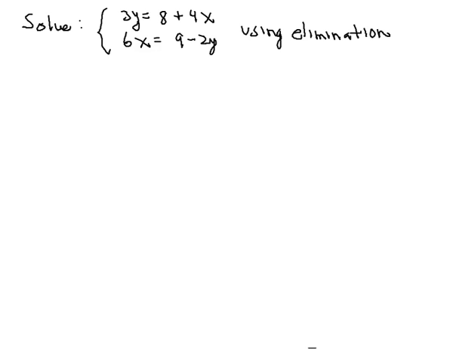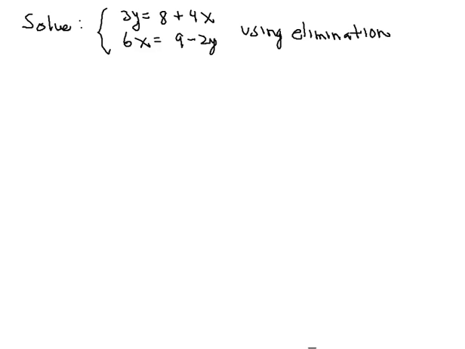Let's next tackle solving a system of linear equations again using the elimination method. The system that we have is 3y equals 8 plus 4x and 6x equals 9 minus 2y. And you recall that the first step in using the elimination method is to put both equations in standard form. So let's do that next.